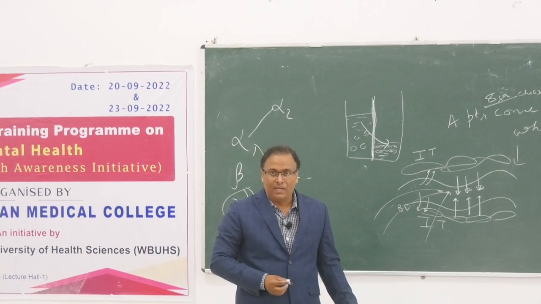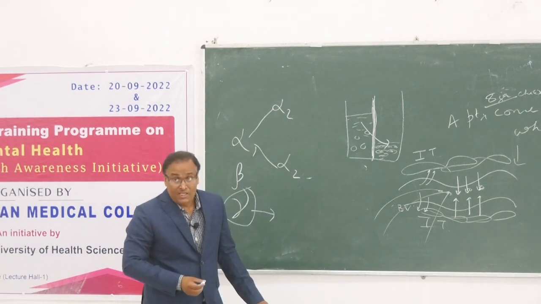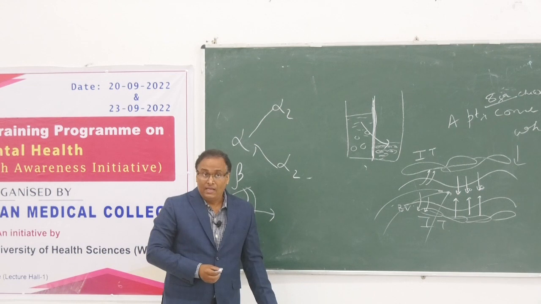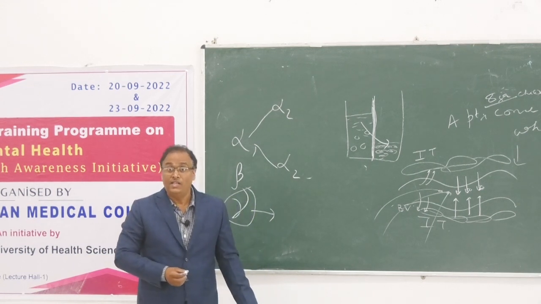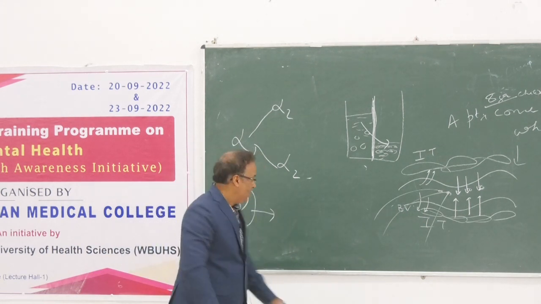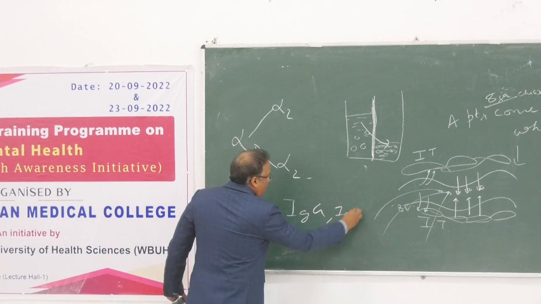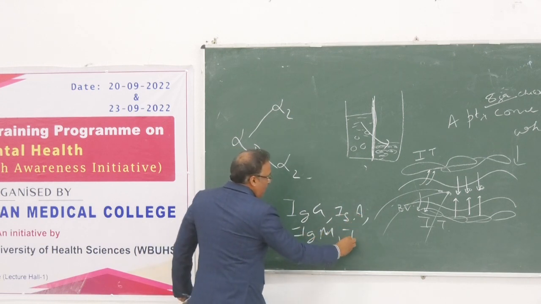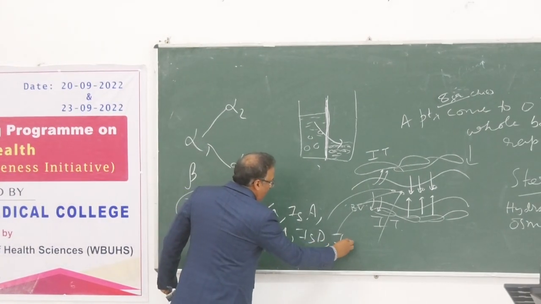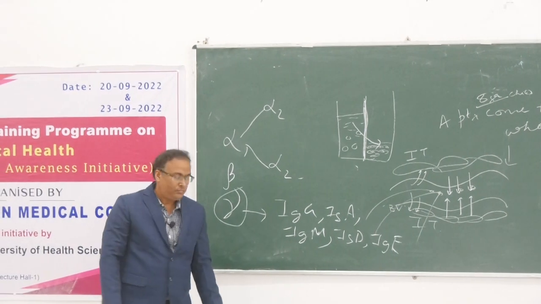It is called immunoglobulin. Immunoglobulin means, what types of immunoglobulin? IgG, IgA, IgM, then IgD, IgE. So IgG, IgA, IgM, IgD and IgE. Each and every function is different.